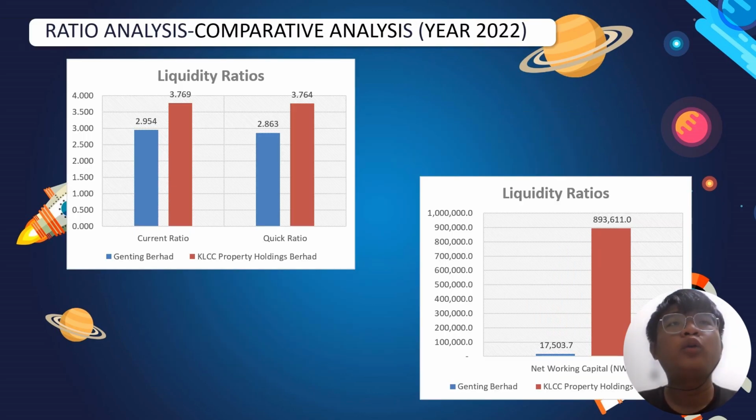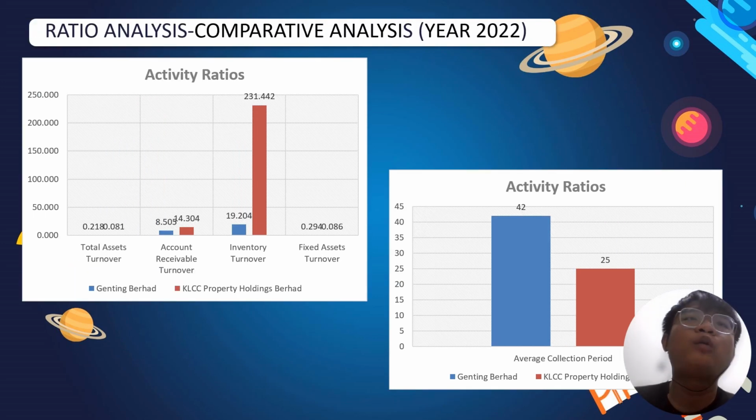In the year 2022, the liquidity ratios show that the current ratio, quick ratio, and net working capital of KLCC Property Holding Berhad are higher than Genting Berhad. The second is the activity ratio. In the total asset turnover and fixed asset turnover, Genting Berhad is higher than KLCC Property Holding Berhad.